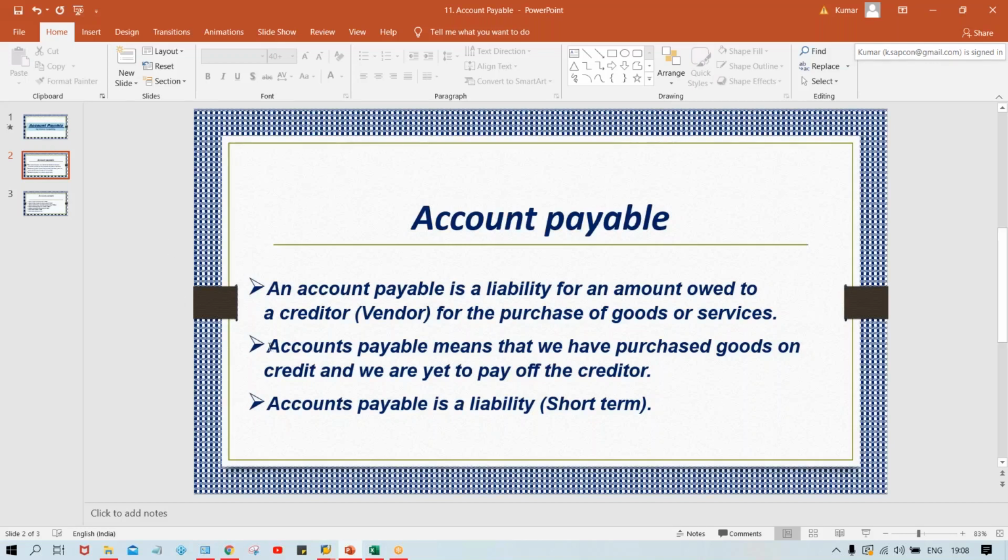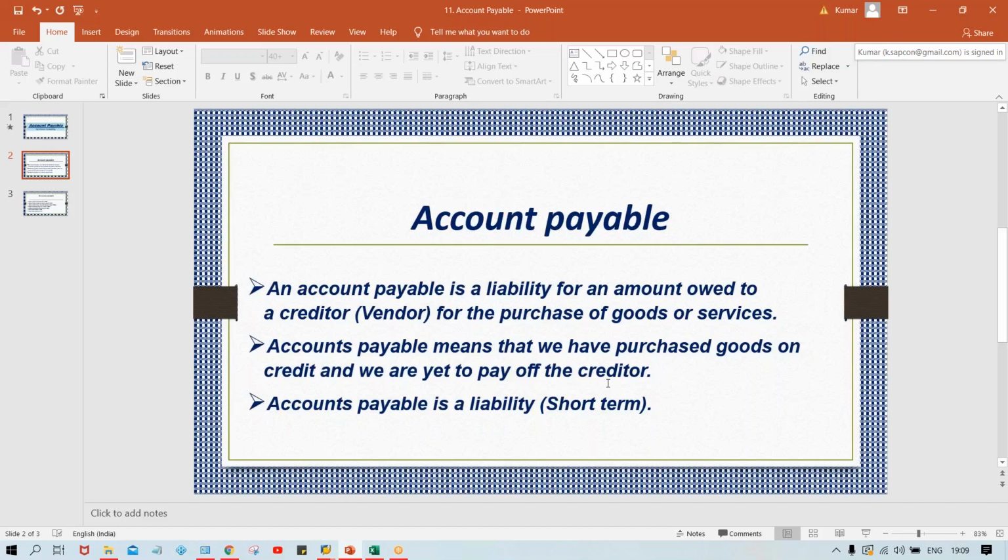So the simplest definition: account payable means we have purchased goods on credit and we are yet to pay off the creditor, right? You are yet to pay. Yet to pay means the payment is not made yet. It means in future you must make the payment.